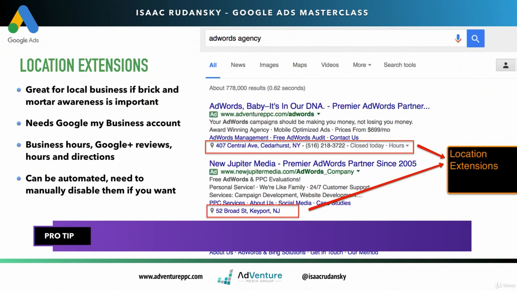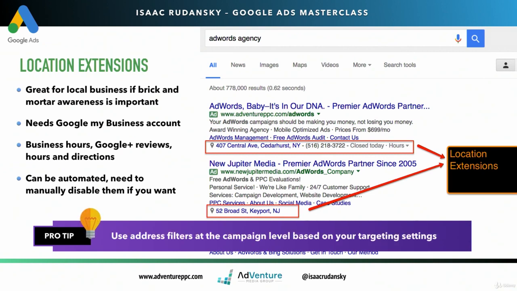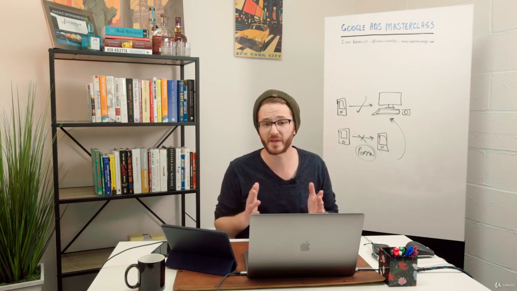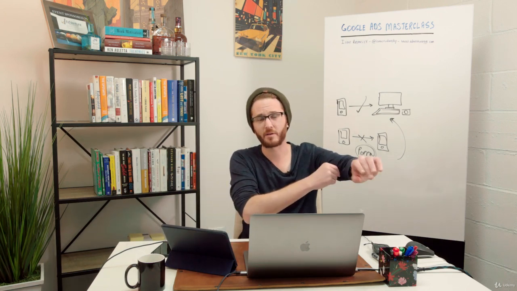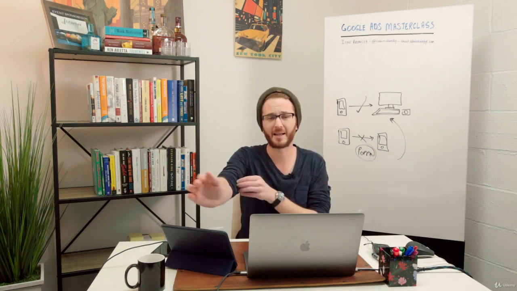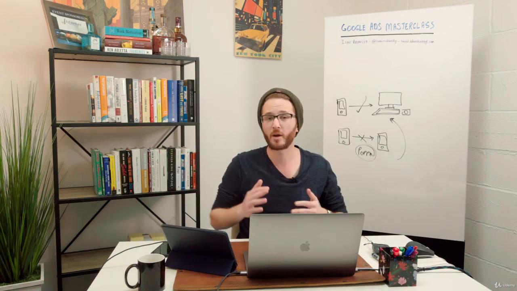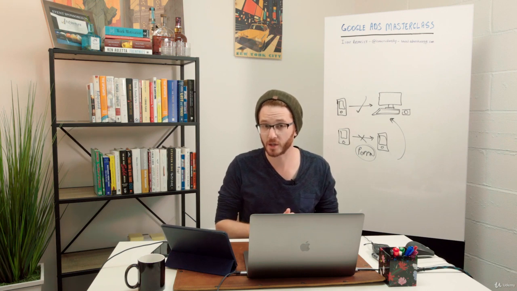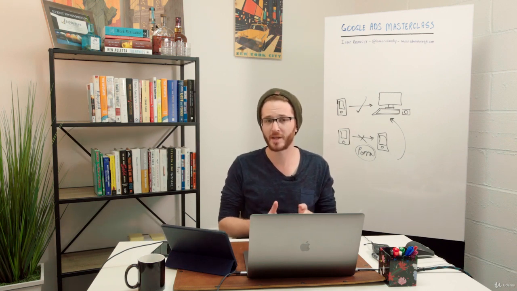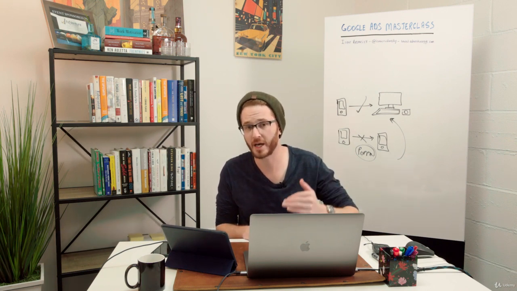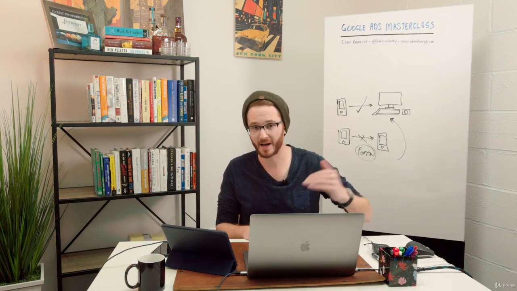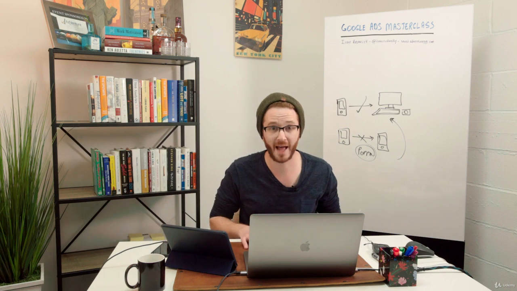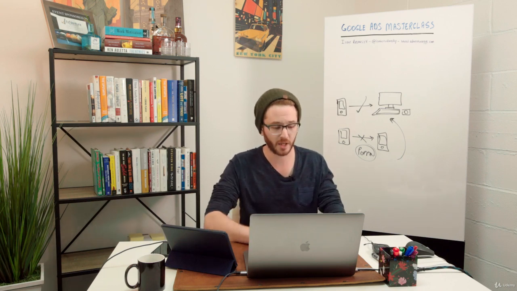A pro tip is that you could use filters at the campaign level based on the targeting settings of the campaign. So if I'm specifically targeting a certain area, let's say we're dealing with a client of ours down in Miami that has a number of high-level showrooms for furniture, we might only want to show a specific location in a specific campaign. And I'm going to show you that you could select which locations you want to show for any given campaign or ad group. So that's pretty cool. Let's jump back into Google Ads and take a look at what it looks like to set up a location extension.